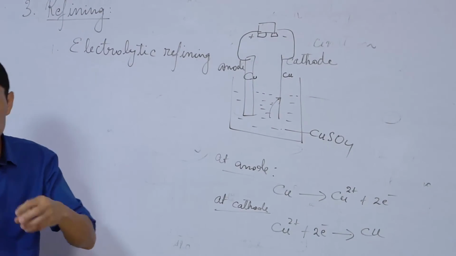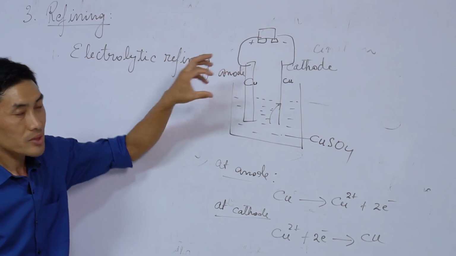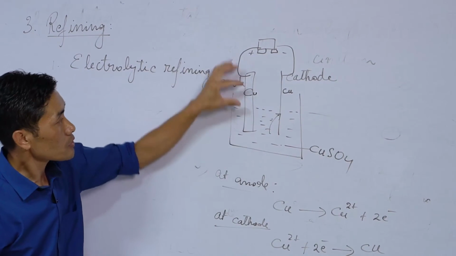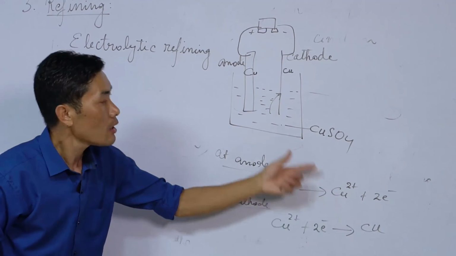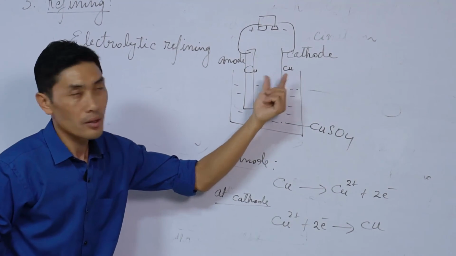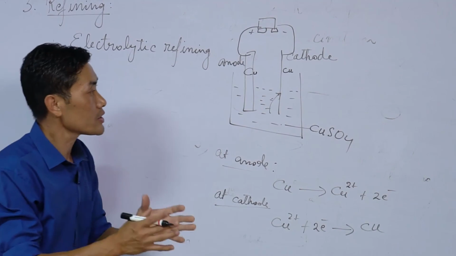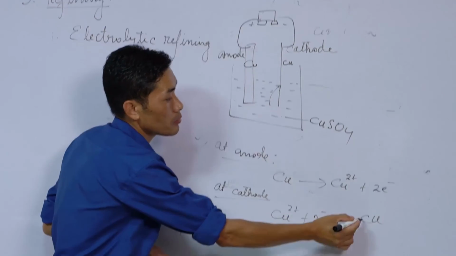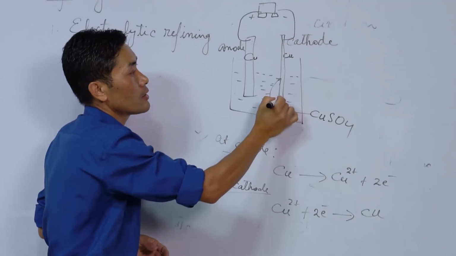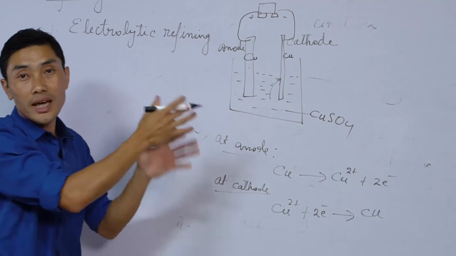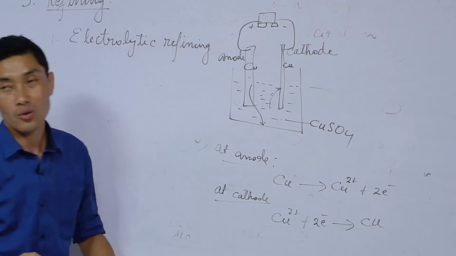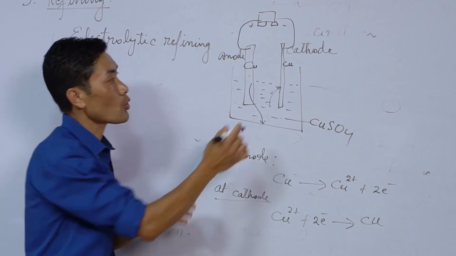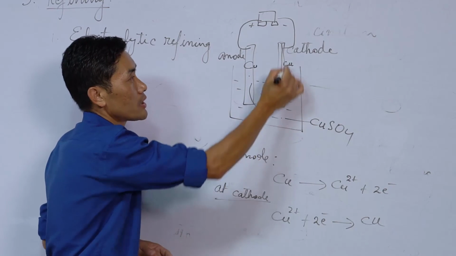So by and by, as the reaction proceeds, the anode becomes thinner and thinner because copper metal from here goes into the solution after getting oxidized. Whereas the cathode gets thicker and thicker because copper metal is being deposited here. The impurities that were present along with the copper metal here will come down to the bottom and settle down as anode mud. Only the pure copper metal gets deposited at the cathode.